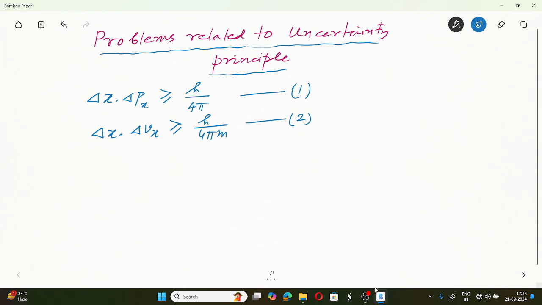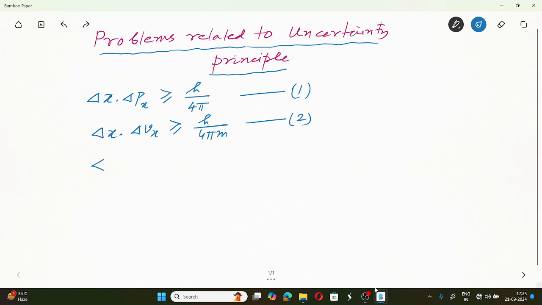That means it is never possible to determine the position and momentum of a microscopic particle simultaneously with equal degree of accuracy. Also, it is never possible to determine the position and velocity of a microscopic particle simultaneously with equal degree of accuracy.